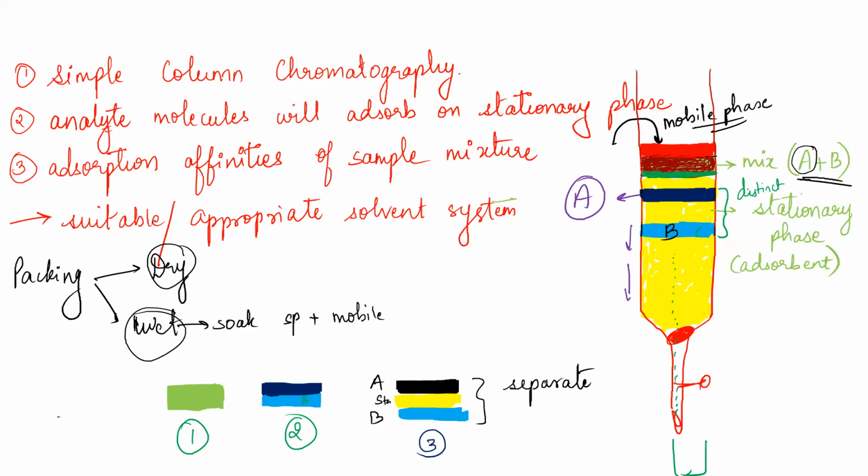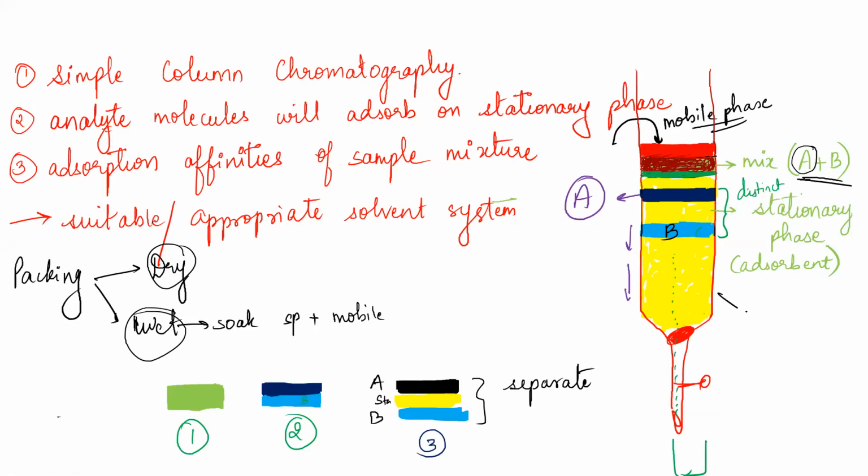Okay, good. So A has more affinity. It will stay adsorbed on the stationary phase. B has more affinity to the mobile phase, so it will be carried along with the mobile phase and it will come out. So now if you look at this colorful picture here, it looks like a chromatogram.